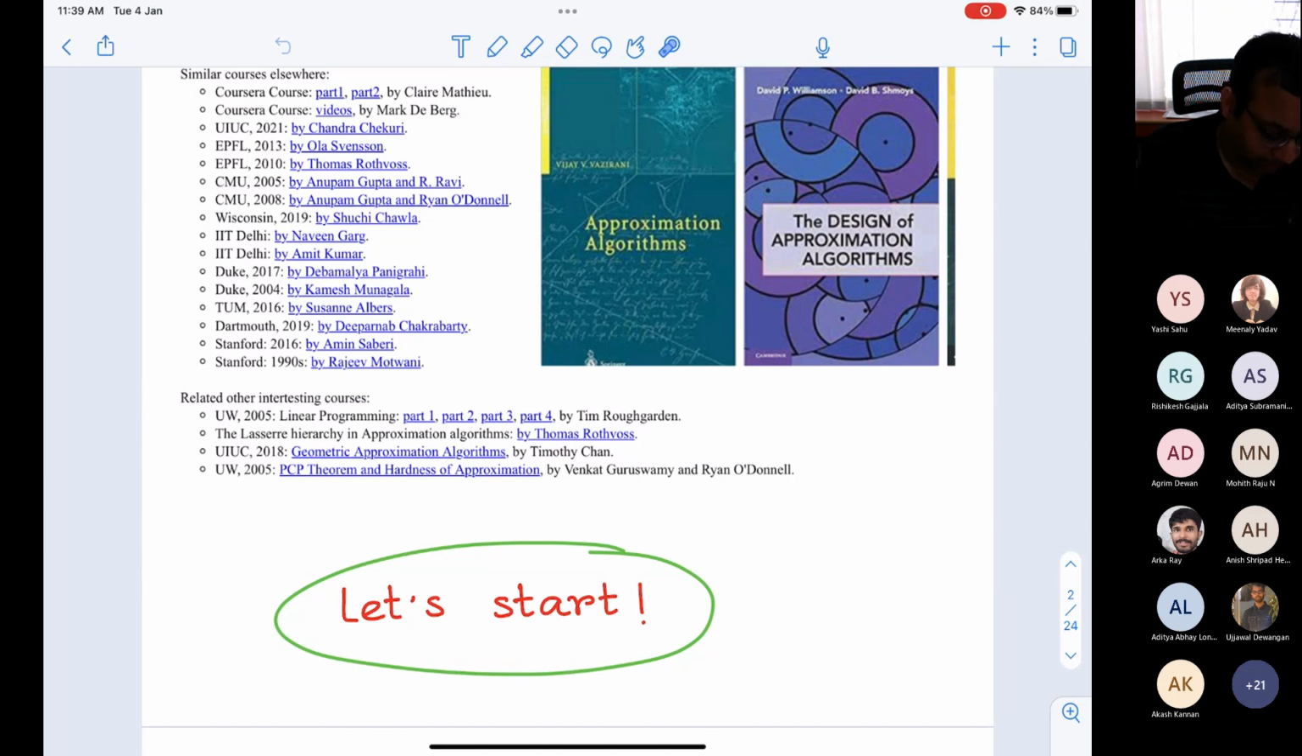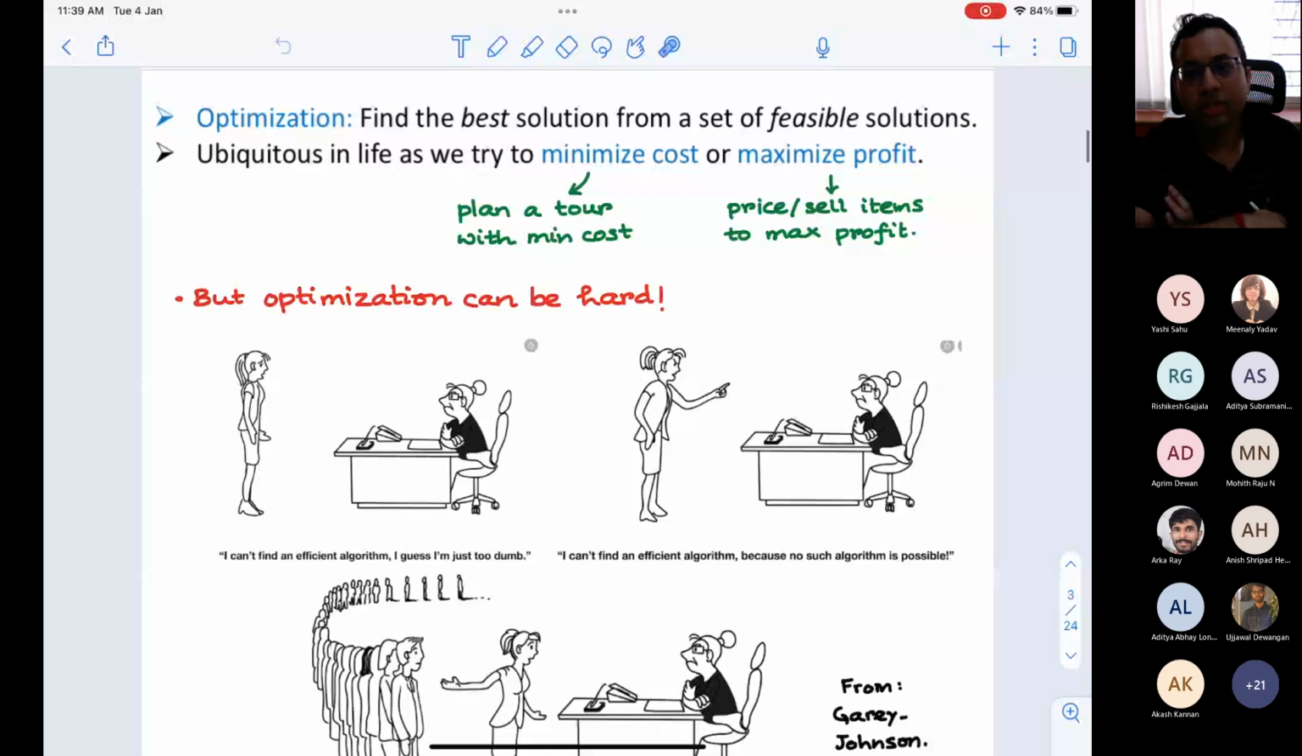If not, let's start. So this course deals with optimization problems. Now, what is an optimization problem? Roughly, I am giving a very informal definition. Basically, you have some problem where your goal is to find the best solution out of some feasible solutions. And this kind of optimization is omnipresent in life because we are trying to minimize cost or maximize profit.